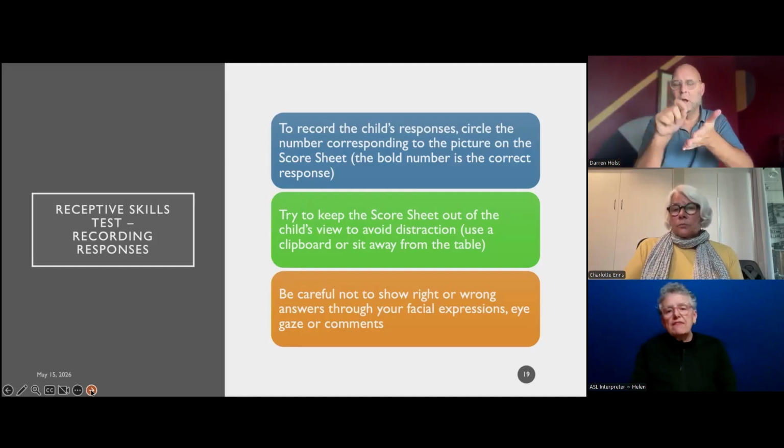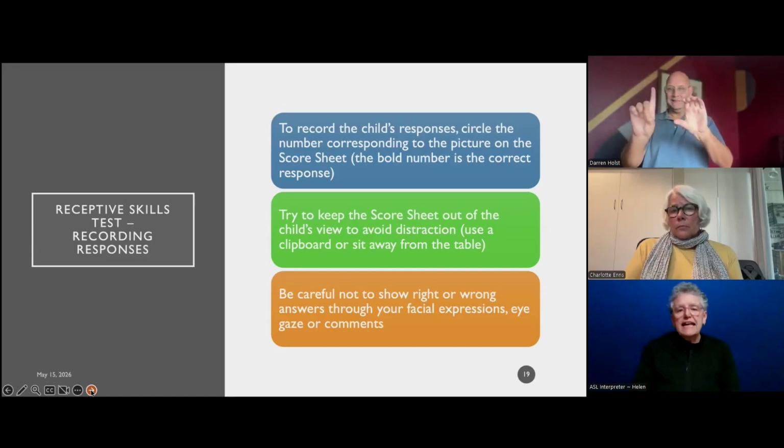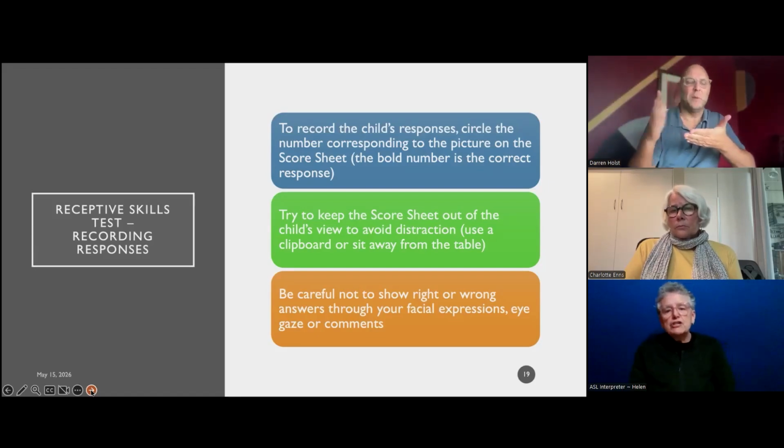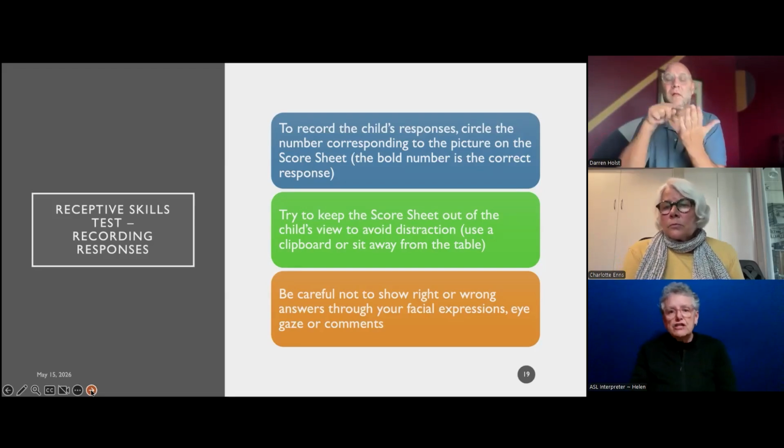Make sure that the child doesn't see the score sheet, because there are A, B, C, and D on the test. There are 4 blocks. There's A and B, and then C and D under them. You're circling the answers. Make sure that the child doesn't see the paper. You can use a clipboard to block the child's view from the scoring.